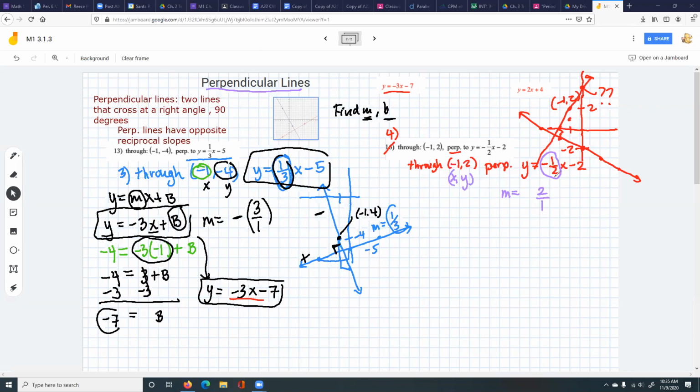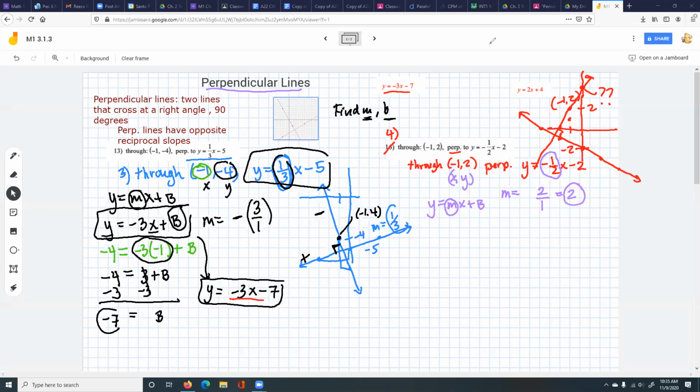You have to flip it over and multiply by -1. Well, if I multiply a negative times a negative, it's going to be positive. So the slope is going to be 2/1, which is just 2. Okay, so that's the slope that I'm going to plug into y equals mx plus b. I'm going to plug in the 2 right there.